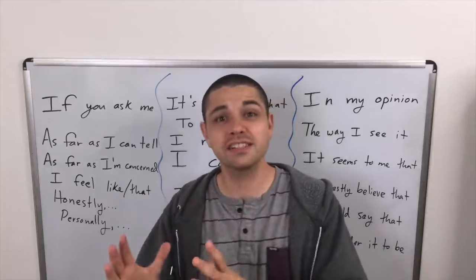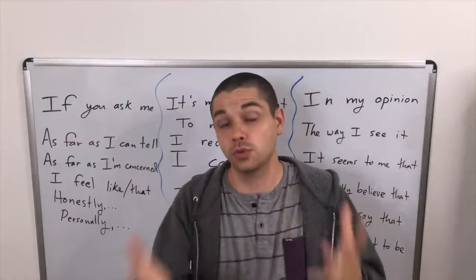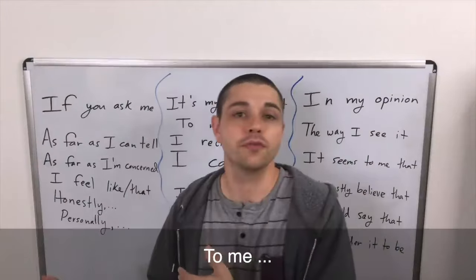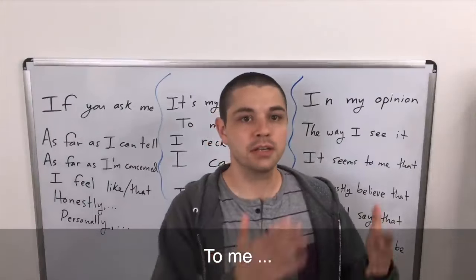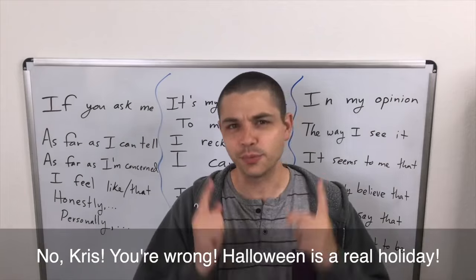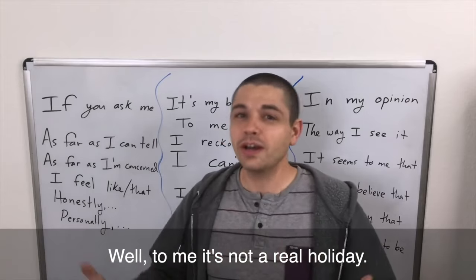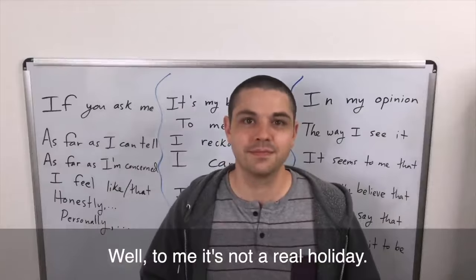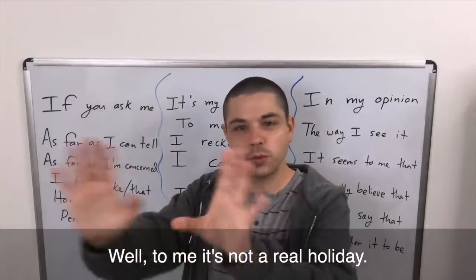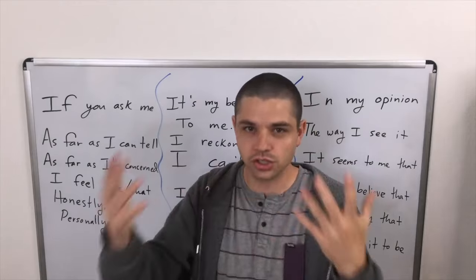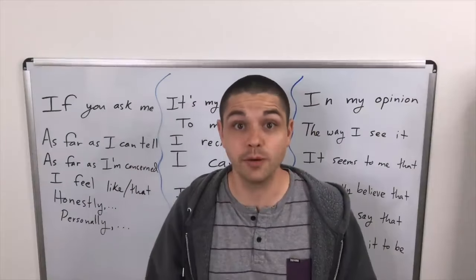The next phrase is very easy because it's very short, and we can just say, to me, and then continue with the phrase. So somebody might say, no, Chris, you're wrong. Halloween is a real holiday. And I say, well, to me, it's not a real holiday. And this means you can think what you want, but this is what I think, right? This is how it looks to me. This is what I believe about this.